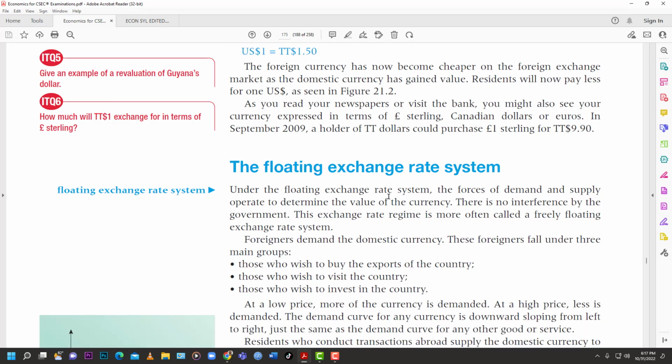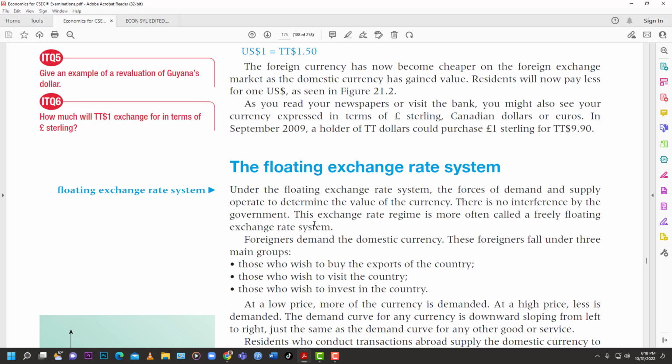So under the floating exchange rate system, the forces of supply and demand operate to determine the value of the currency. So in the fixed, the government determines the value of one currency for the next. In the floating, the market, supply and demand, determines whether the value goes up or down of one currency in exchange for another. And so that's why we have those two right there, the fixed and the floating exchange rate. The fixed is when a government or an authority says, okay, this is the exchange rate for one currency to the next. The floating is where the market determines that.